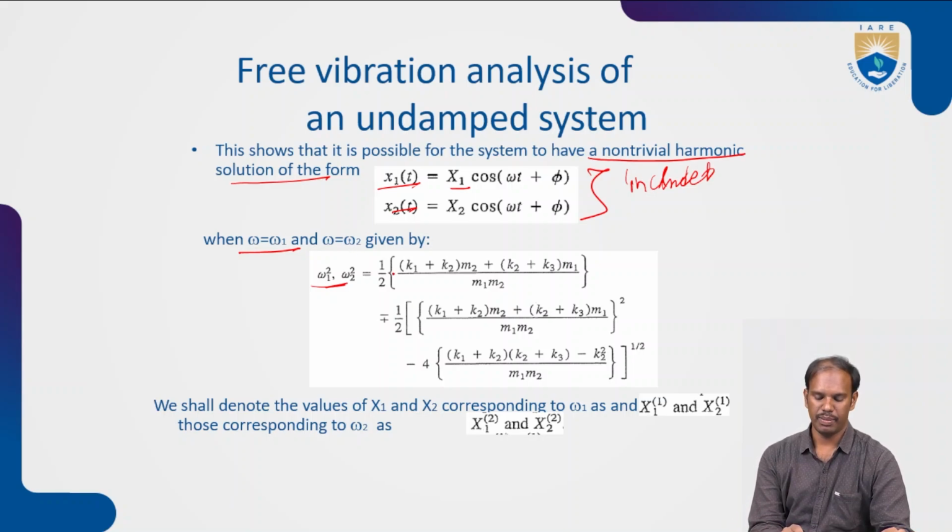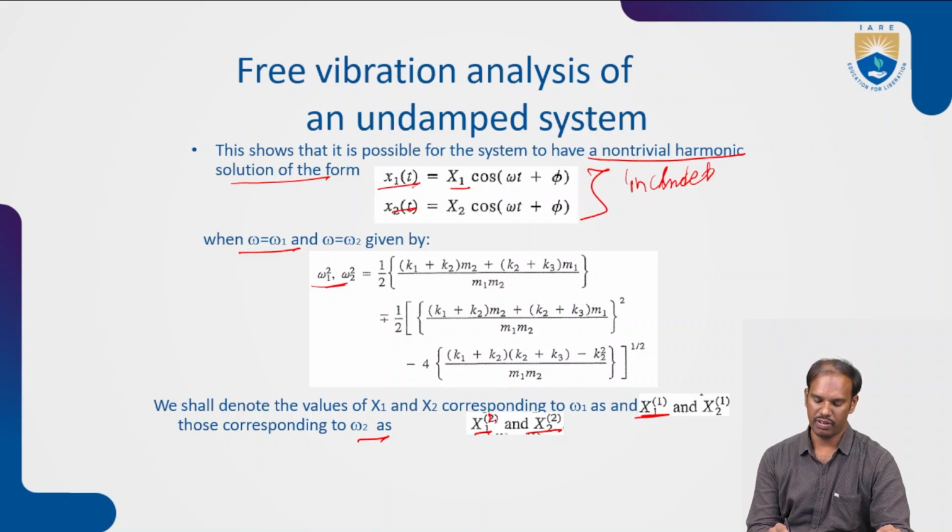the square root of plus or minus, it comes like this, minus 4ab, over 2abc. So it comes under this equation. We shall denote the values x1, x2 corresponding to this. Omega 1 corresponds to x1 and x2 to the power 1, and the corresponding values for omega 2 are x1 and x2 to the power of 2.